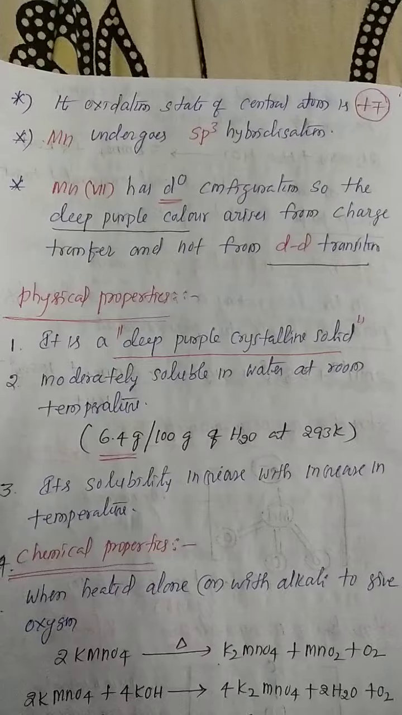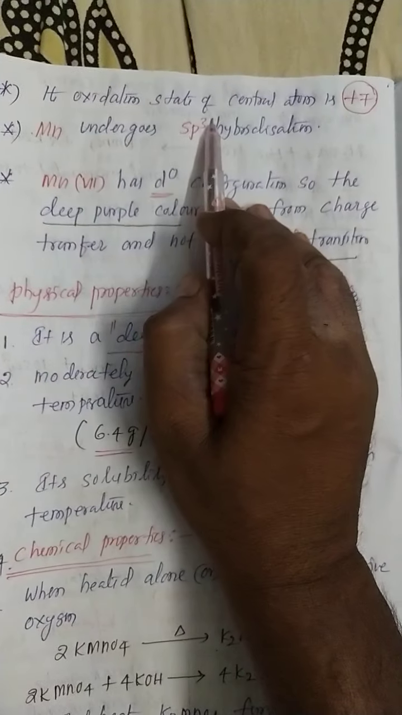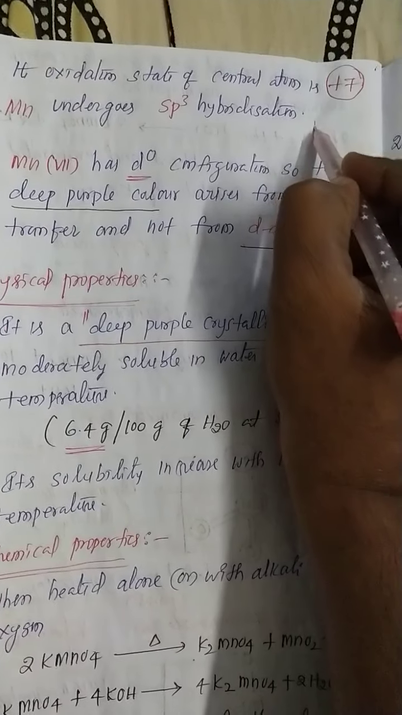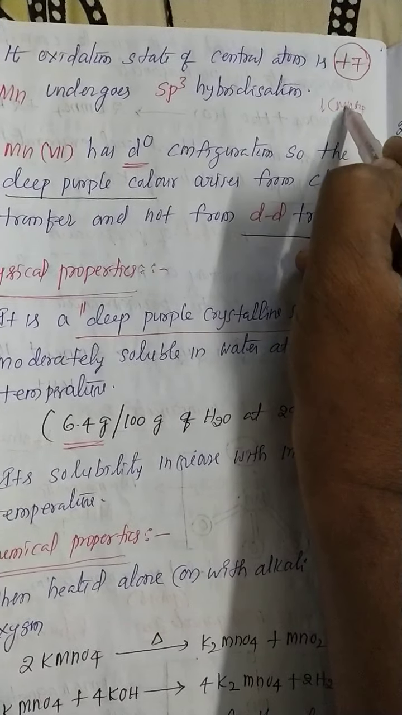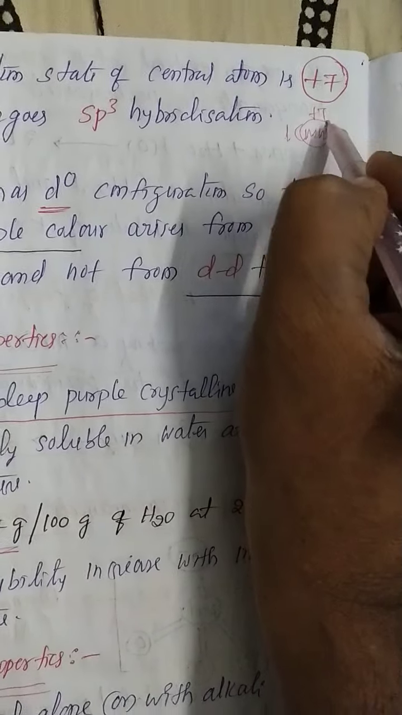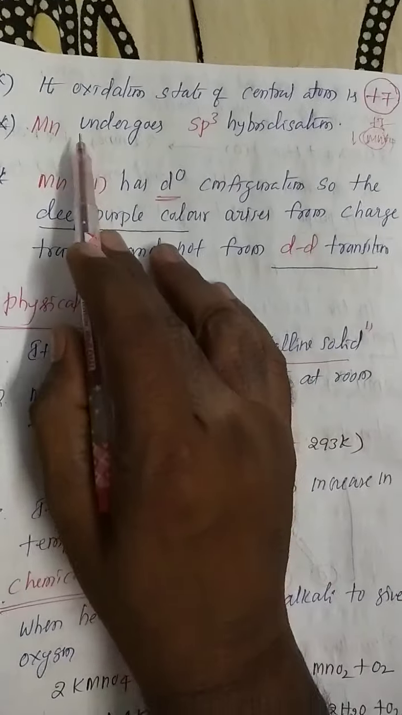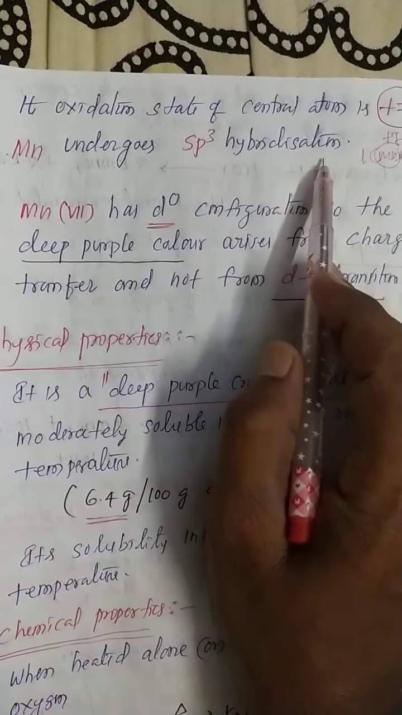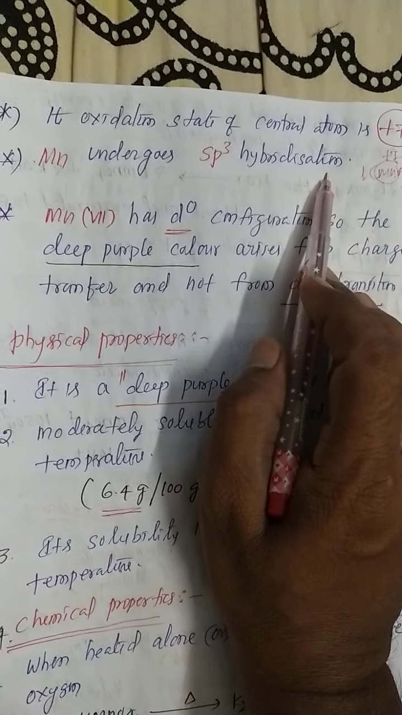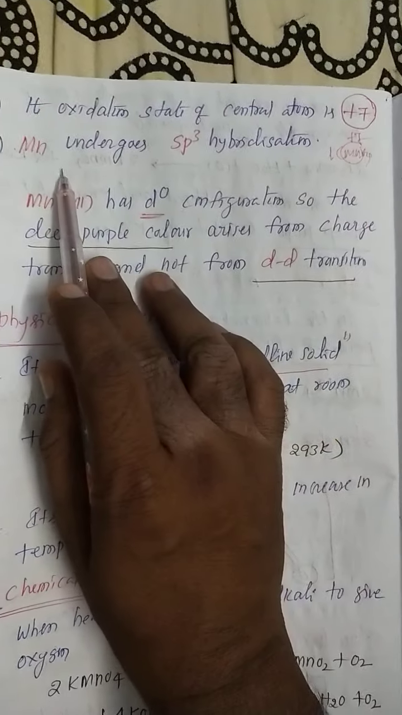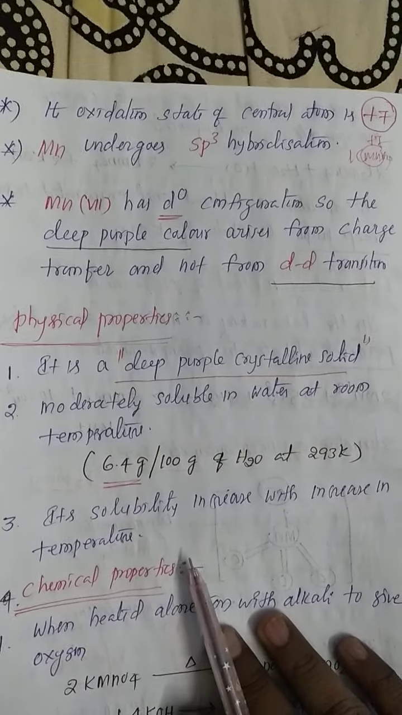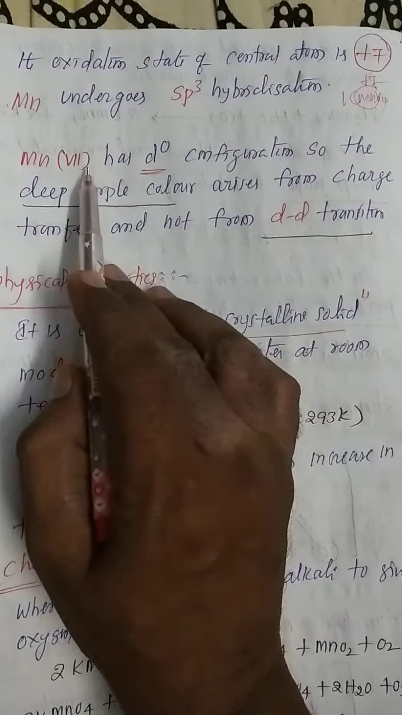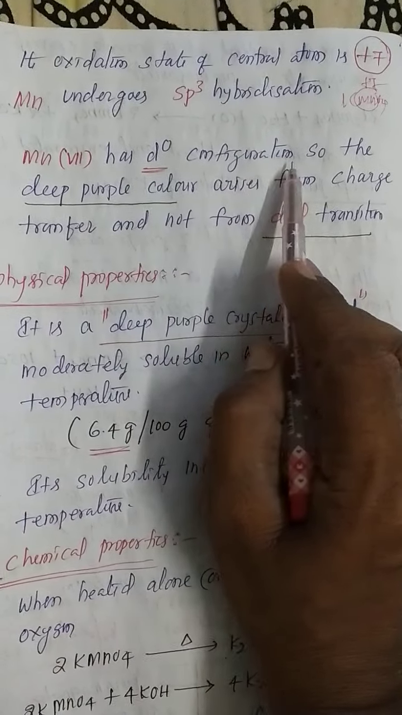Okay, my dear students. Next one, the oxidation state of the central atom in potassium permanganate KMnO4. Manganese oxidation state here is plus 7. Important point, my dear students. Now manganese undergoes sp3 hybridization. In KMnO4, manganese oxidation state is plus 7 and manganese undergoes sp3 hybridization. And another one is manganese plus 7 has D0 configuration.